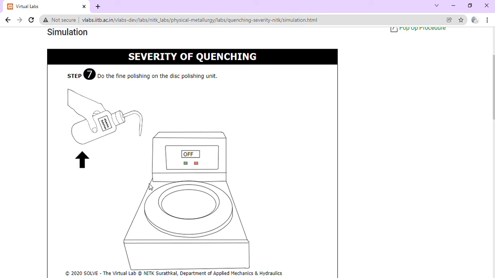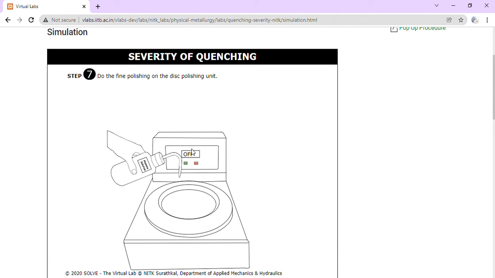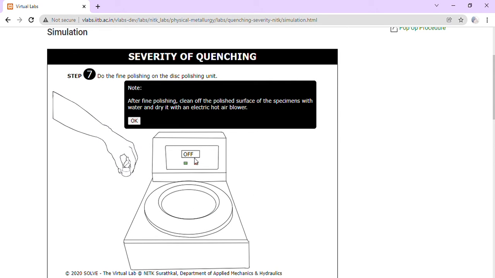Step 7, do the fine polishing on the disc polishing unit. So we turn on the machine. Note: after fine polishing, clean off the polished surface of the specimens with water and dry it with an electric hot air blower.